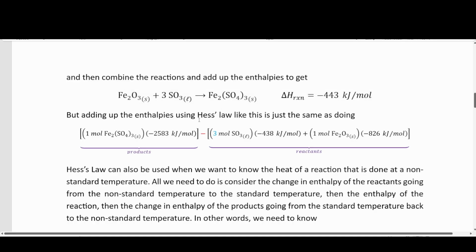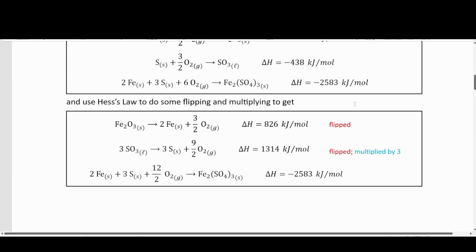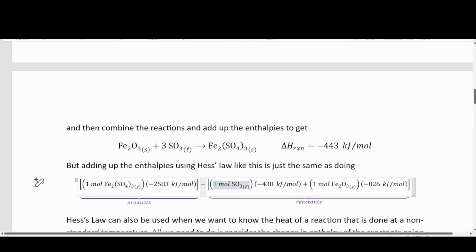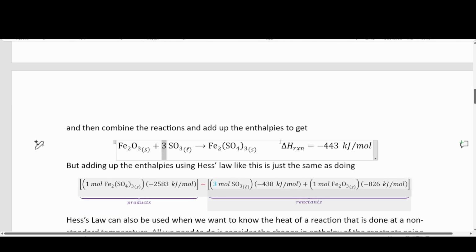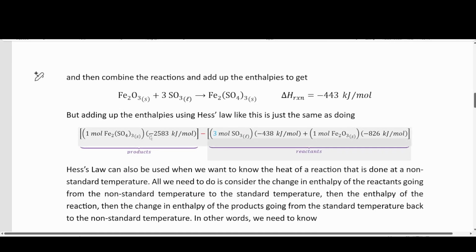But adding up the enthalpies using Hess's law like that is exactly the same as adding up all of the products and subtracting off all of the reactants right here. You see I have these color coded, so this negative here is just because we flipped these two. So these two become negative. These are the reactants, we're subtracting those off. Similarly, we have this 3 here because we have a 3 in our overall reaction, and that comes from the fact that we multiplied by 3. So using Hess's law like this and just adding up all the products and subtracting off the sum of all the reactants is doing exactly the same thing.